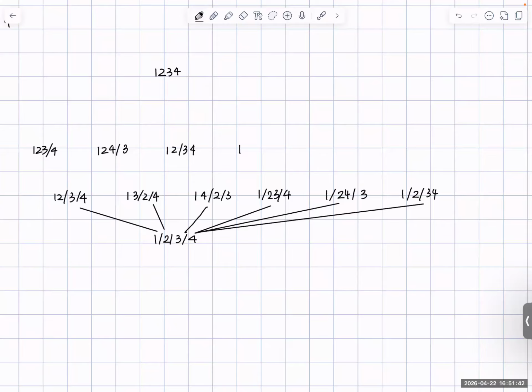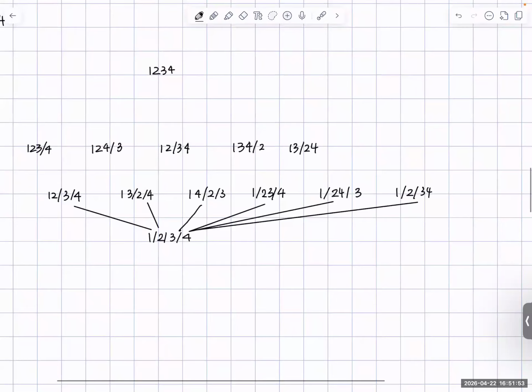1, 3, 4, and 2. And then also we can have 1, 3, and 2, 4. And you can actually count. There are 7 of them. So we already found 5 of them. The other 2 would be 1, 4, 2, 3, and also 1, 2, 3, 4.